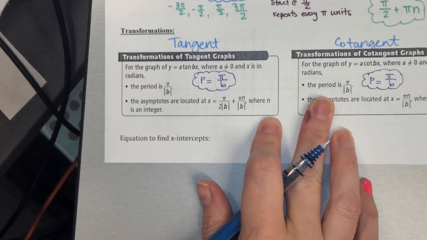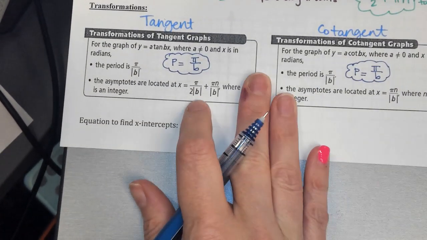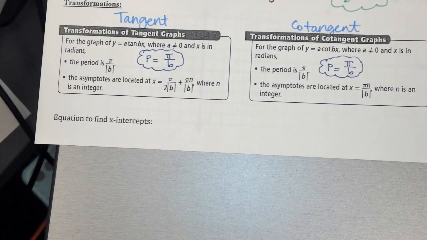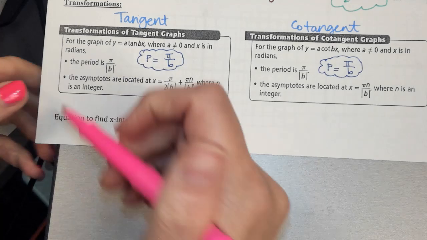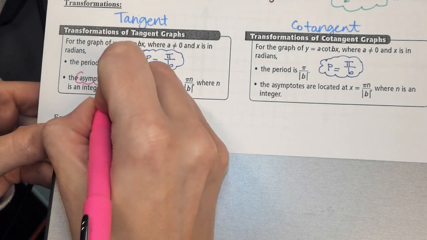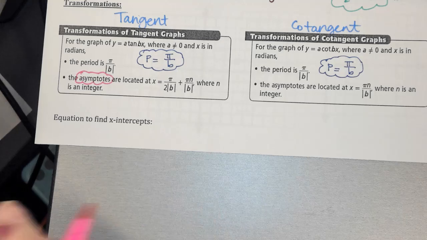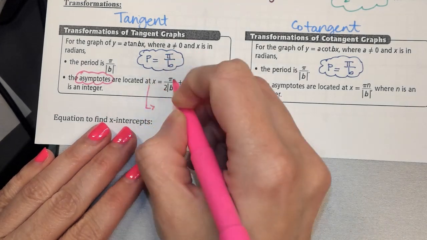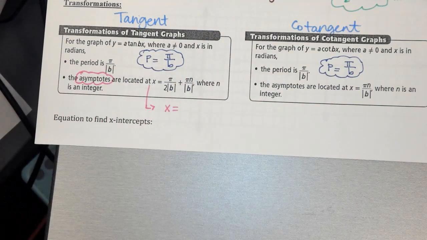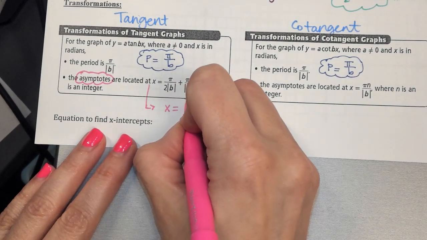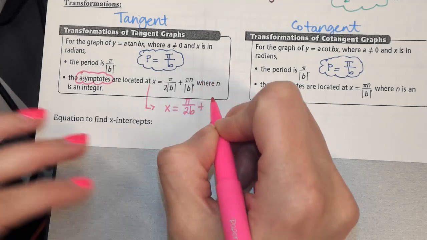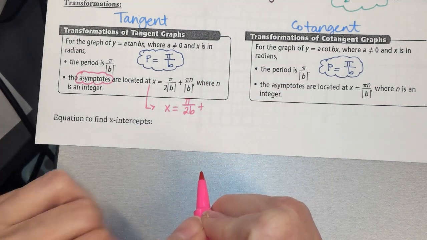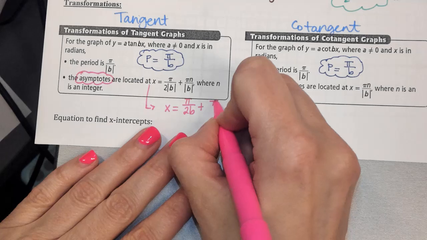All right, so for our equations, we are going to use these because they're going to ask you for your asymptotes. So the asymptotes are located at, and again, they use this absolute value. I just feel like that looks like a lot is going on, so we're just going to rewrite them without it. So this is pi over 2b plus pi n over b.